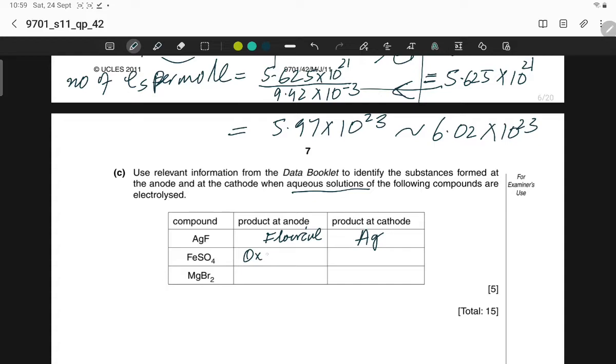oxygen gas at the anode and hydrogen at the cathode. Magnesium bromide, bromine gas at the anode and hydrogen gas at the cathode. Because hydrogen is below magnesium in the series, hydrogen discharges at the cathode, giving hydrogen gas.